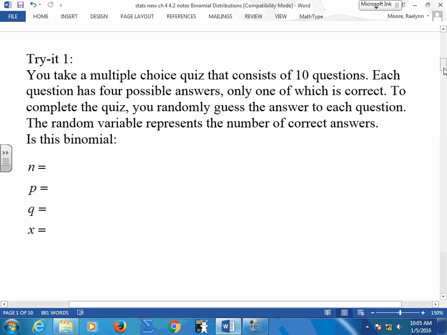You take a multiple choice quiz that consists of 10 questions. Each question has 4 possible answers. And only one of them is correct. To complete the quiz, you randomly guess the answers to each question. The random variable represents the number of correct answers. Is this binomial?